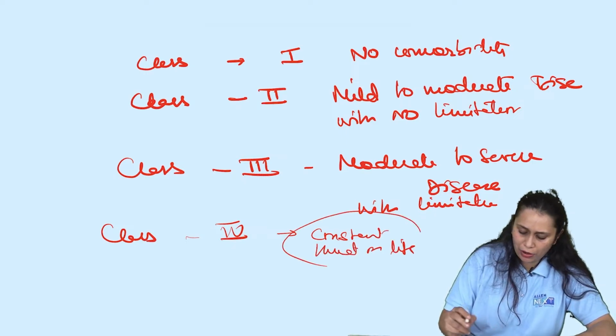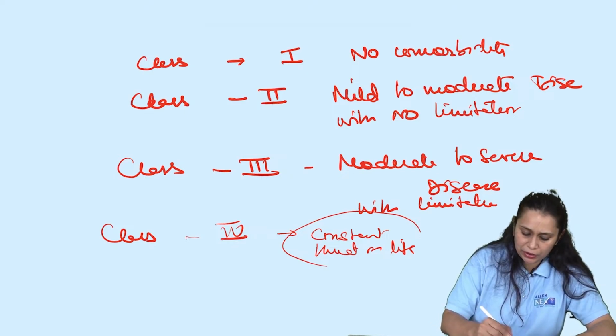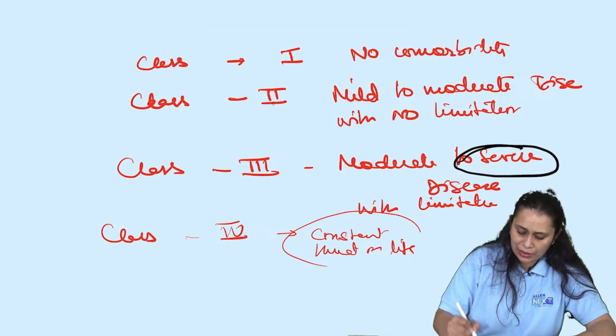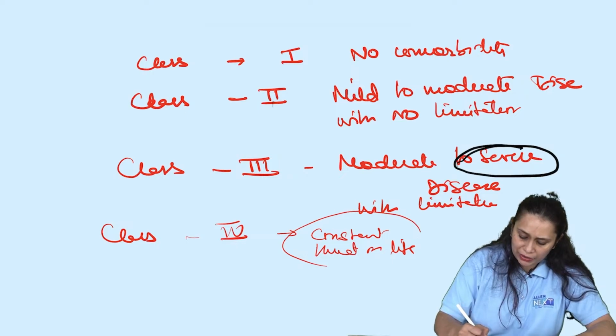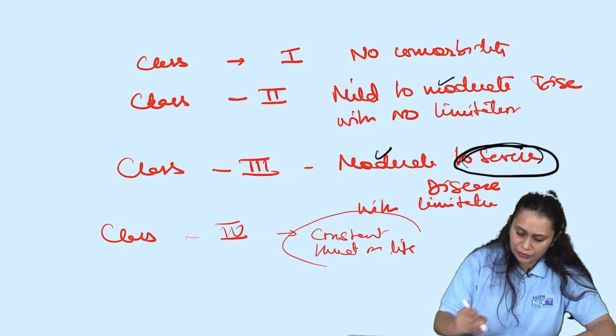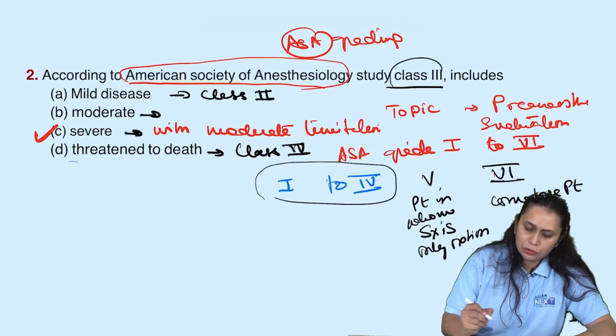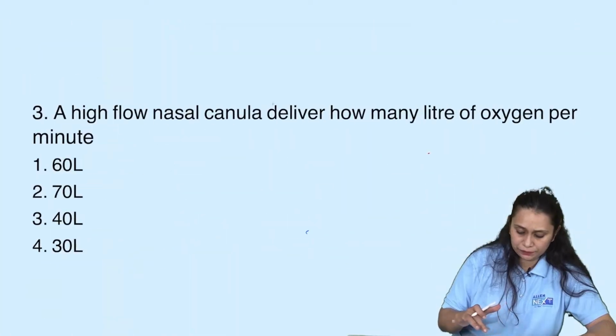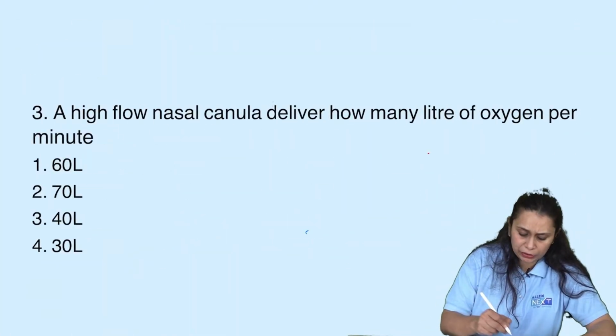So I would go for the answer in this question, severe, as class 3, because moderate is coming in both class 2 and class 1. So I would go for severe as the answer. So severe would be the answer for class 3. Next question, again a very expected question.